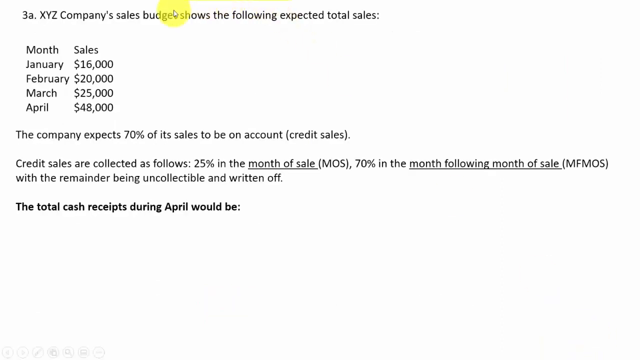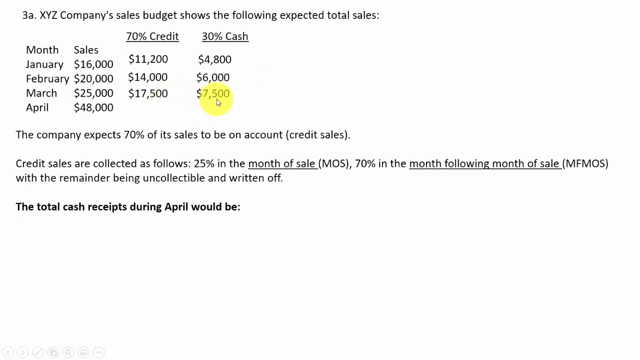In this problem, XYZ Company's sales budget shows the following expected total sales: January, $16,000; February, $20,000; March, $25,000; April, $48,000. The company expects 70% of its sales to be on account, that is, credit sales. So let's divide that up. 70% are credit sales and 30% are cash sales. So we'll have $11,200 and $4,800, $14,000 and $6,000, $17,500 and $7,500, and $33,600 credit sales in April, and $14,400 worth of cash sales.